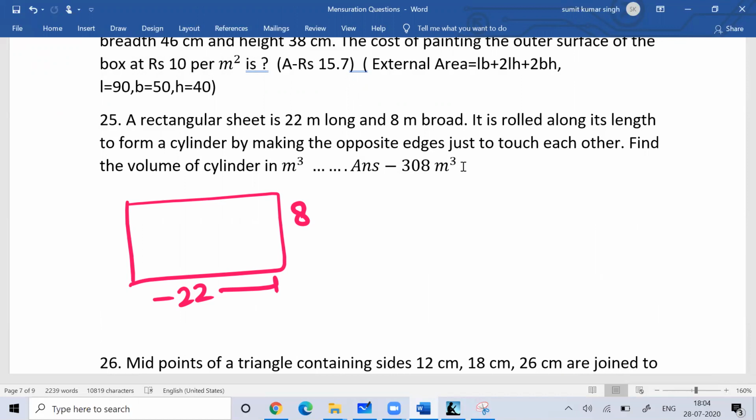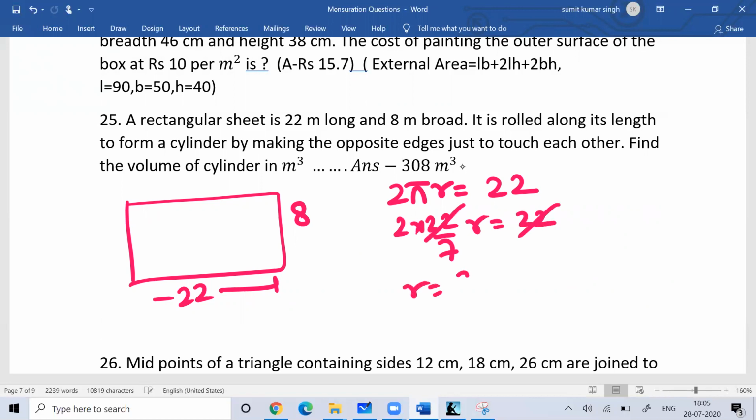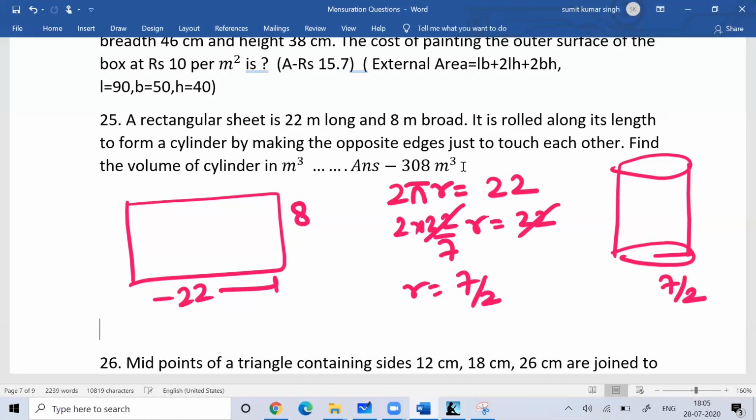So when it is rolled along the length, the circumference of the base of the cylinder would be equal to the length of this rectangle. So with that, I can find 2 into 22 by 7 into r is 22, so the value of r is equal to 7 by 2. And the height of the cylinder, because you're rolling along the length, would be the width of the rectangle, 8. The radius is 7 by 2. To find the volume of the cylinder, now you just need to solve it.